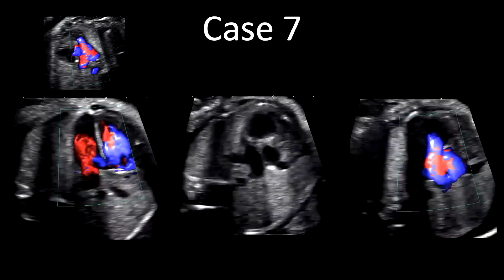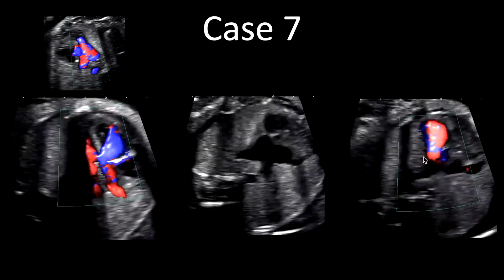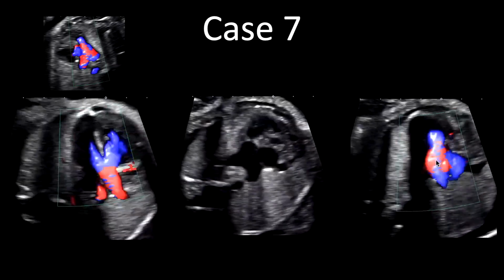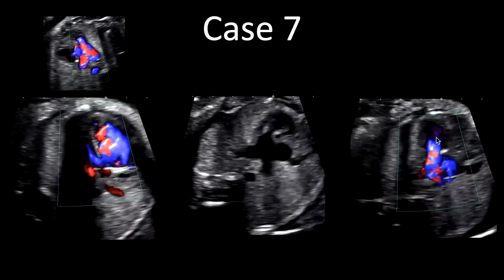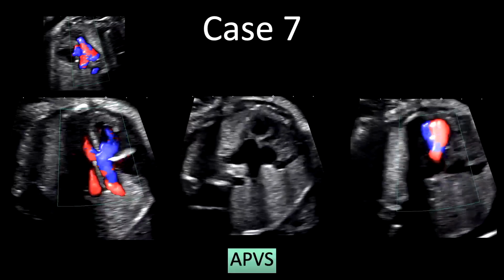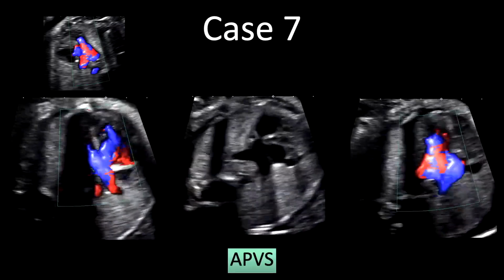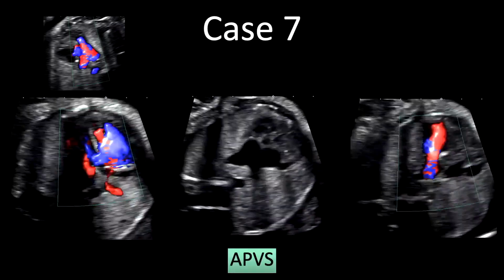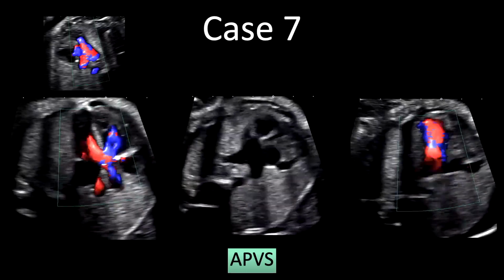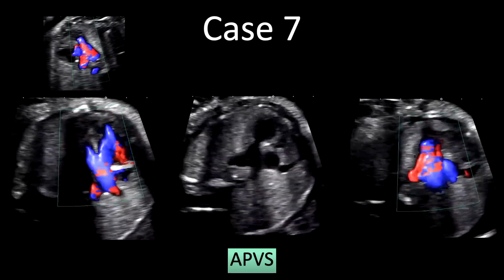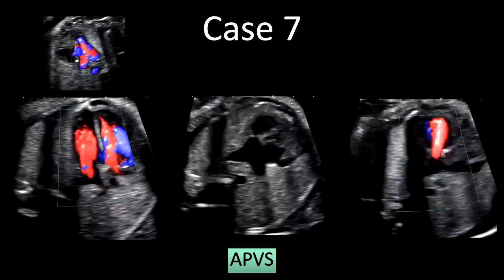Okay, and if we add color Doppler, look at the incompetence of the pulmonary valve here, with the blood flow going in and out. These are classic features of absent pulmonary valve syndrome. So unlike the other tetralogy of Fallot's, where the pulmonary artery would look really small and stenosed, here the branch pulmonary arteries would look really large.